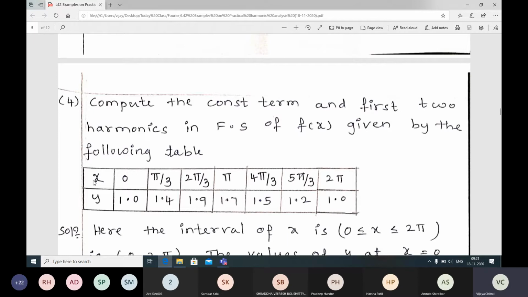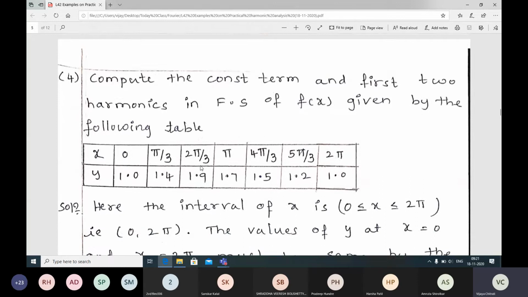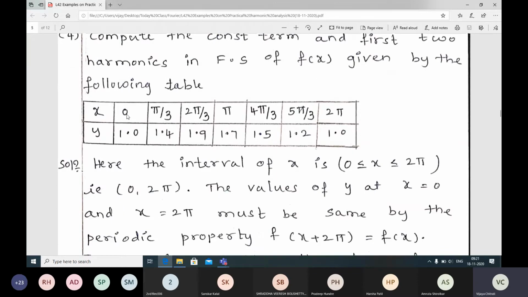Now the given data are x values and y values. x is 0, y is 1.0; pi by 3, 1.4; 2 pi by 3, 1.9; pi, 1.7; 4 pi by 3, 1.5; 5 pi by 3, and 2 pi, 1.0. Observe the values here. Theta started with 0 and ended with what here? 2 pi. So what is the interval here?